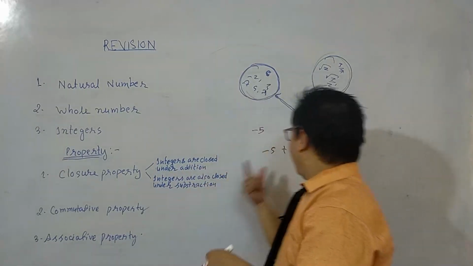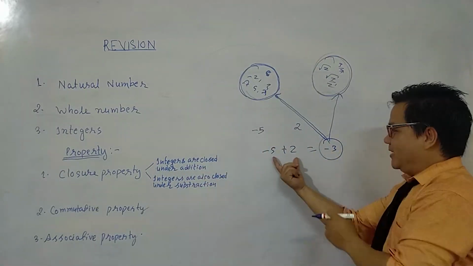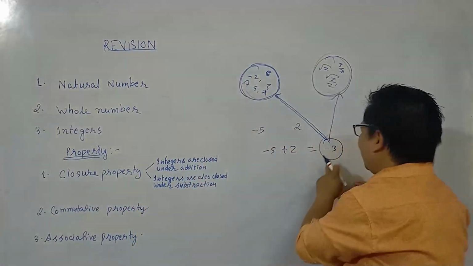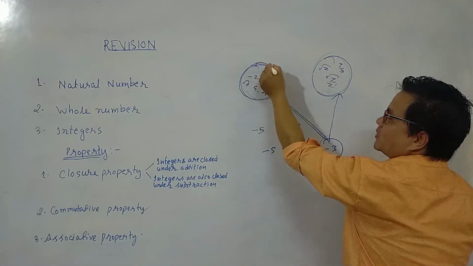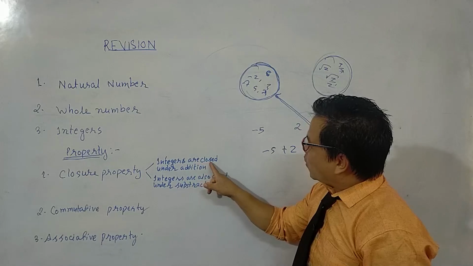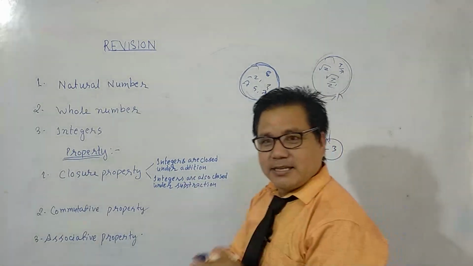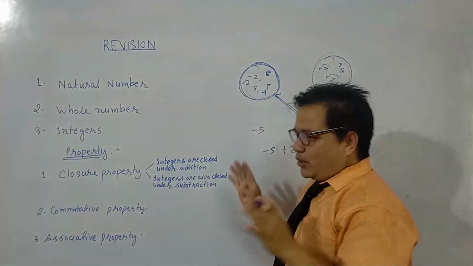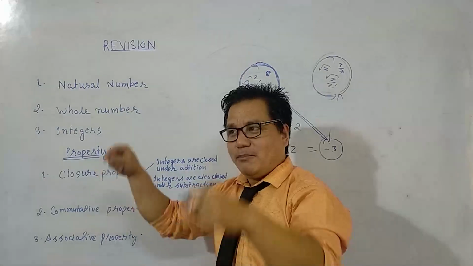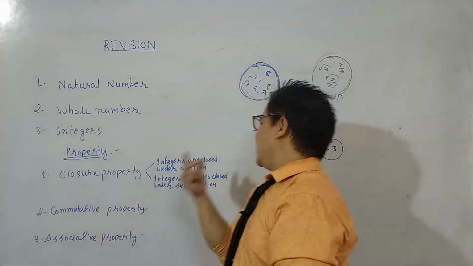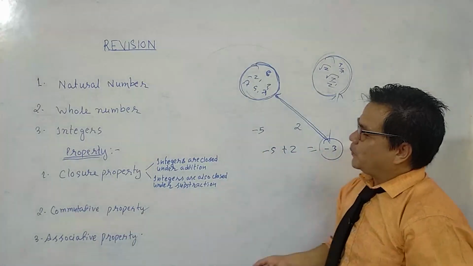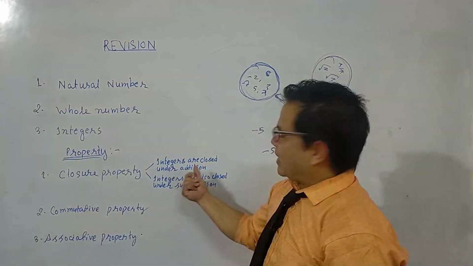will be an integer, not a rational number. So it will go to the integer closure, not to the rational closure. So it is closed. That's why integers are closed under addition. When we add two integers, whether positive or negative, the sum, the result, will also be an integer. So integers are closed under addition.